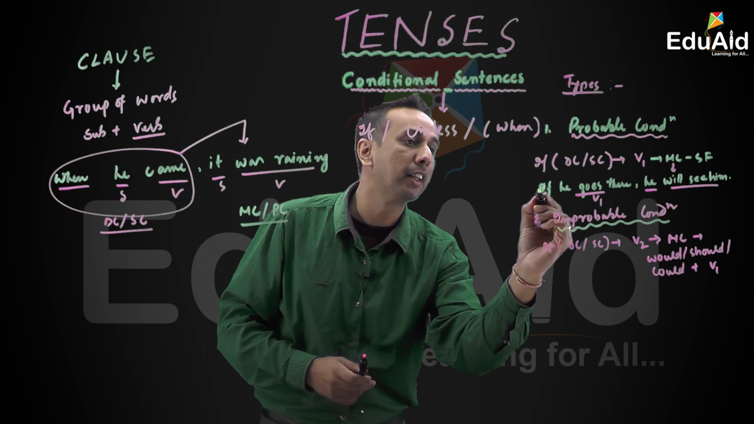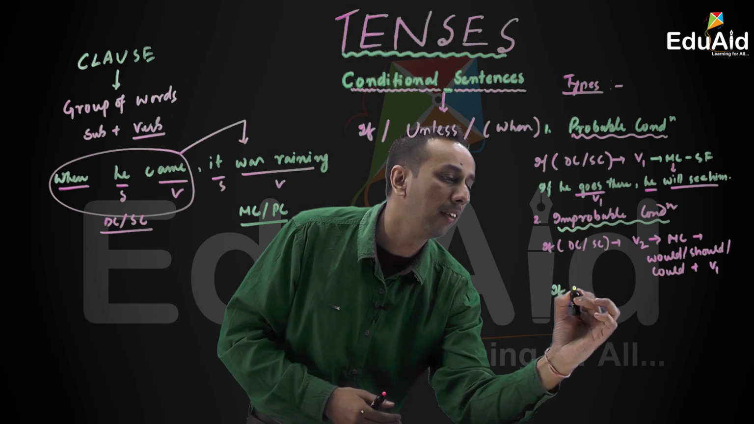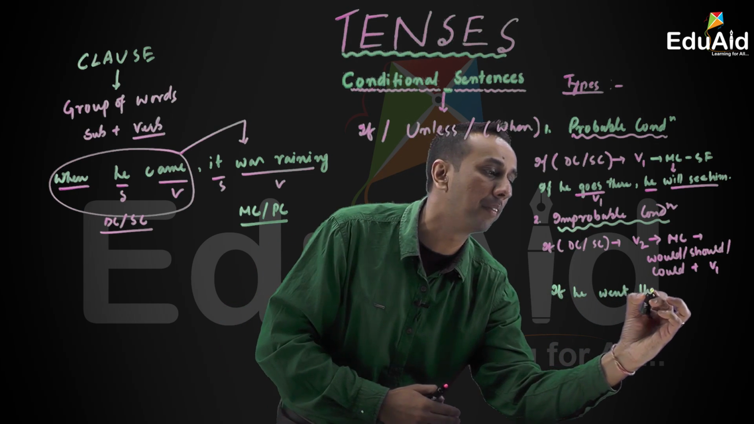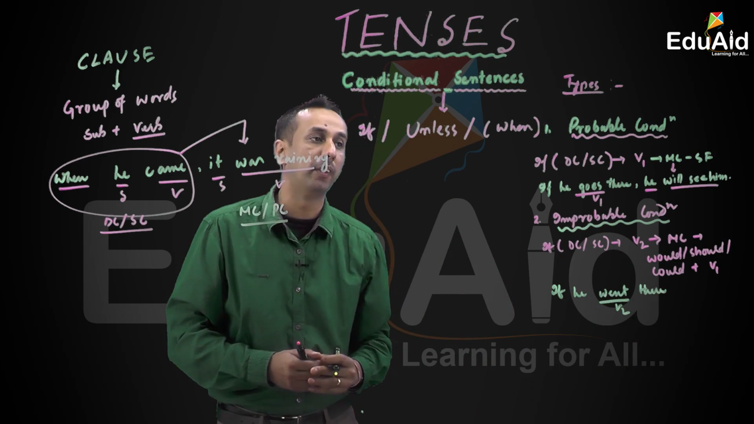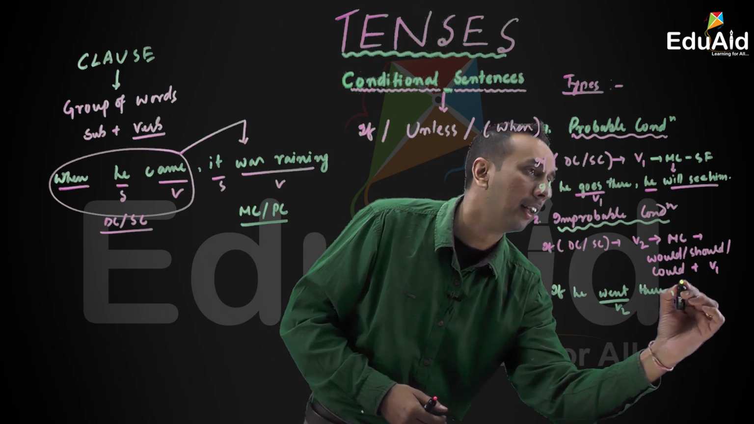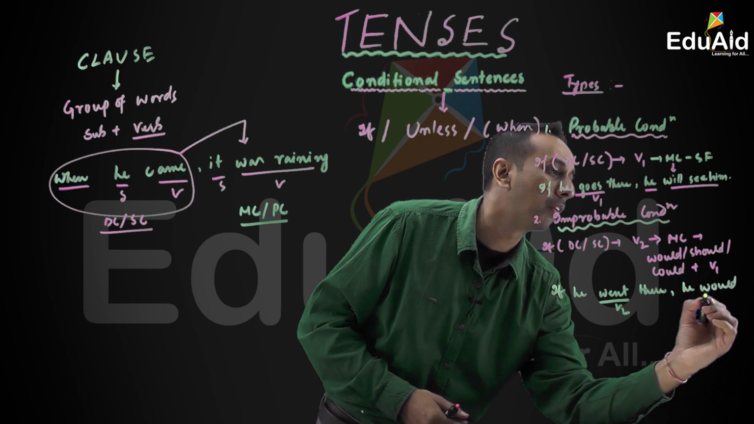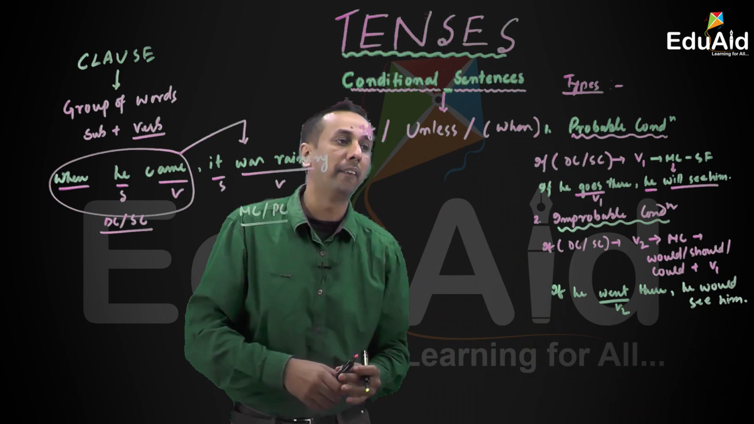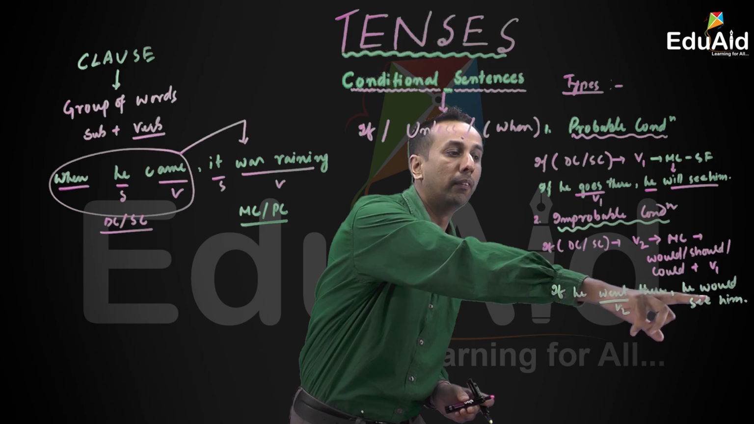Let's have the same sentence rolling to see the difference here. If he went there. Earlier we had "if he goes there", but this time, since our if clause has to be in the second form, it is "if he went there", and then the main clause will be "he would see him", with would and the V1 form. See the difference? If he goes, if he went, and this time it should be he would see him.